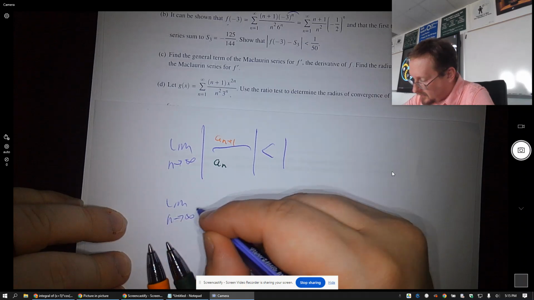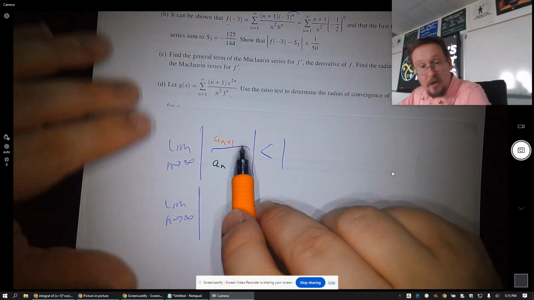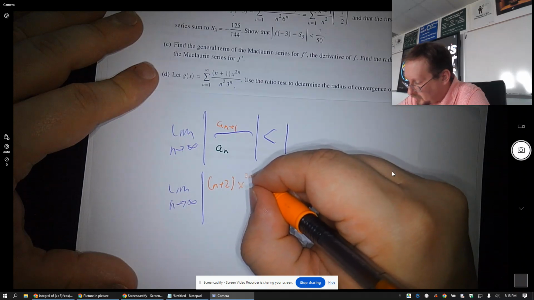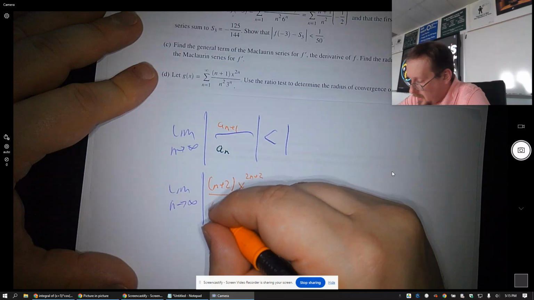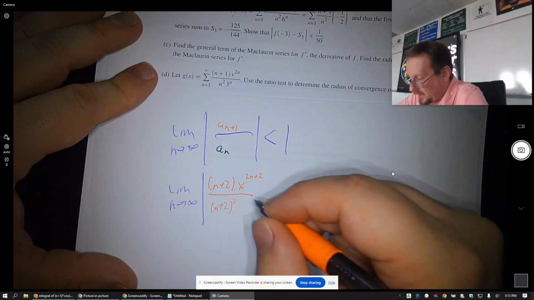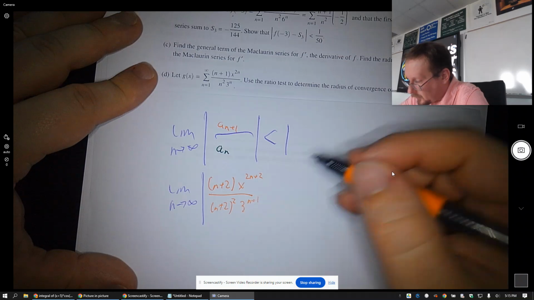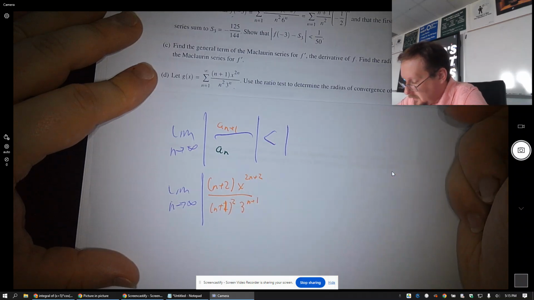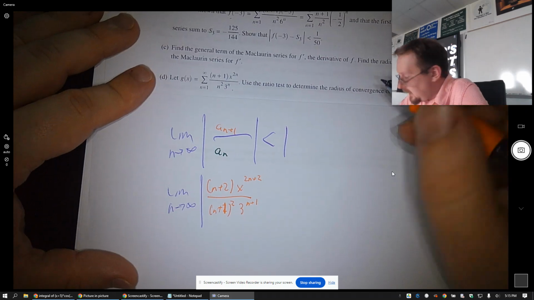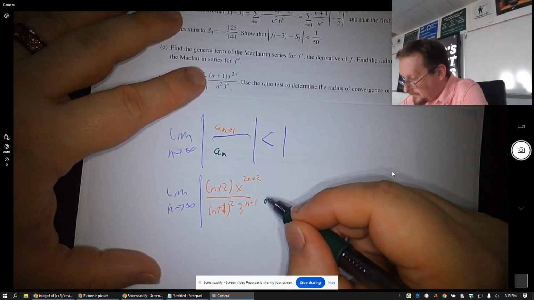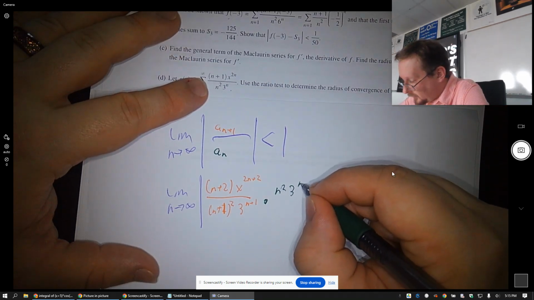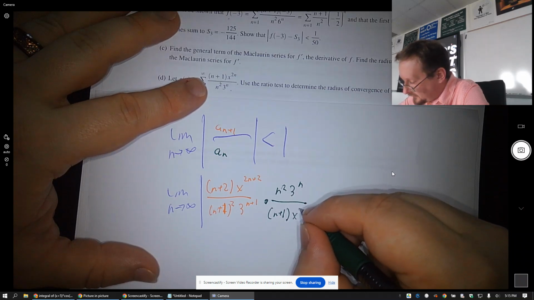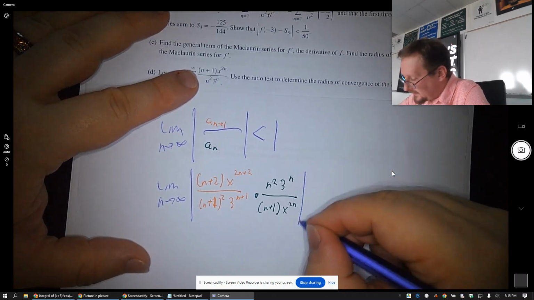Limit as n goes to infinity. Okay, orange. Orange is going to be n plus 2, x to the 2n plus 2, over n plus 2 squared, 3 to the n plus 1, n plus 1. I meant to say n plus 1 here. All right, did I do all that correctly? I hope I did. Okay, and then this will be n squared, 3 to the n, over n plus 1, x to the 2n, and all that needs to be less than 1.